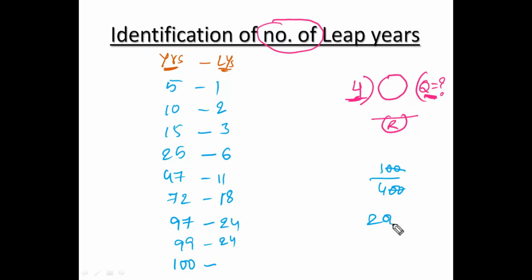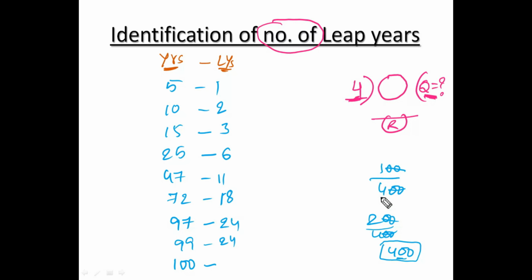What about 200? 200 is not divisible by 400, so it is also not a leap year. 300, not a leap year. 400, yes, it is a leap year. Many will tell one statement, for every 4 years there will be a leap year. But that will be false in case of centuries. In case of centuries, the statement is: for every 400 years there will be a leap year.